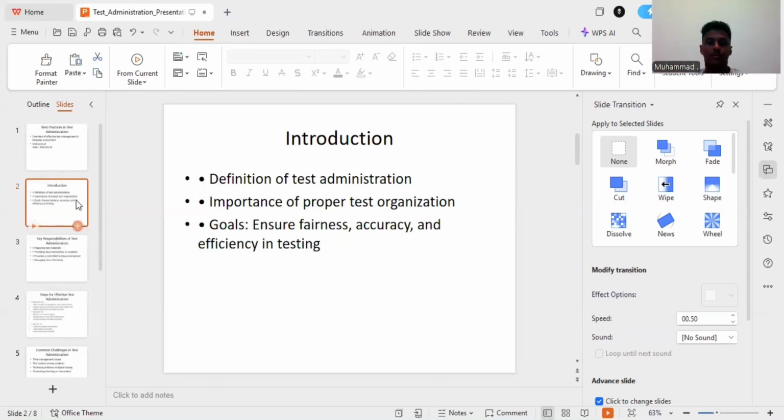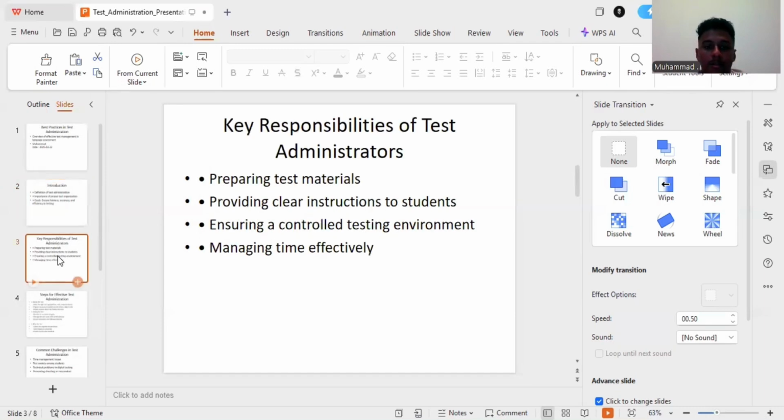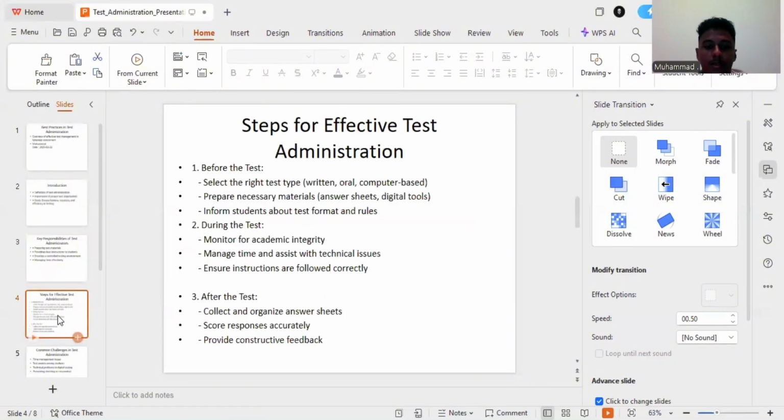definition of test administration, importance of proper test organization, goals: ensure fairness, accuracy, and efficiency. Key responsibilities of test administration: preparing test material, providing clear instruction to students, ensuring a controlled test environment, managing time effectively. Tips for effective test administration.